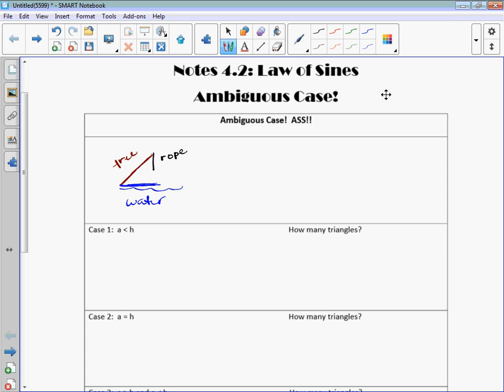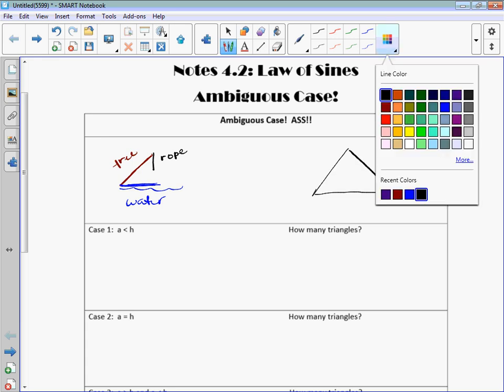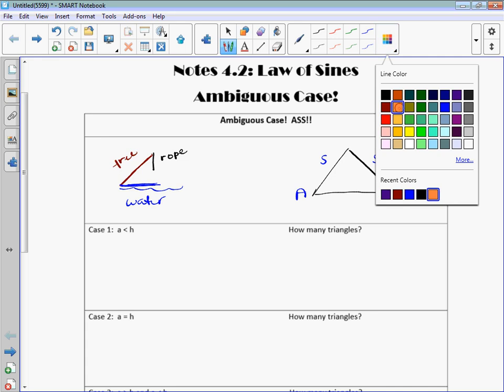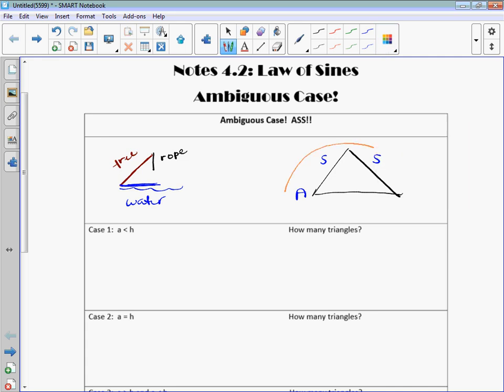To help you remember how to draw it every time you have a triangle, you're just going to always label a triangle. The angle you know goes down here. It may not always be A, but this is the one you know. And then the two sides you know go here and here. What you have created is an ass rainbow.